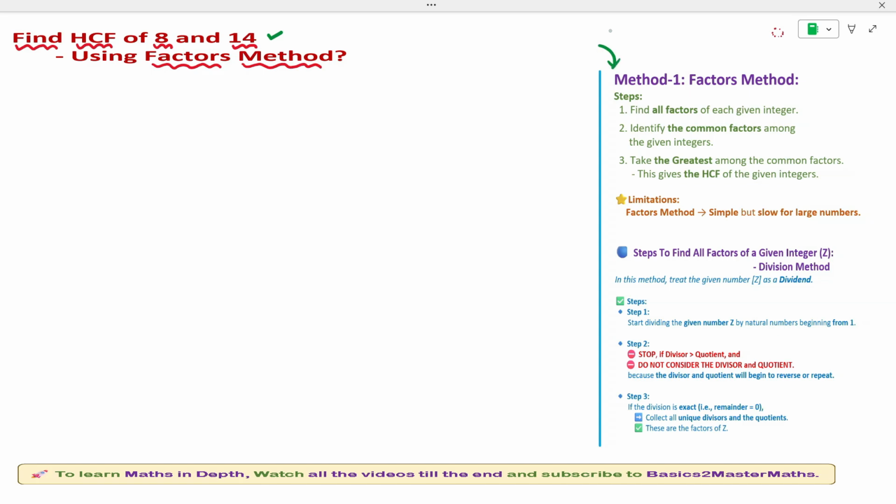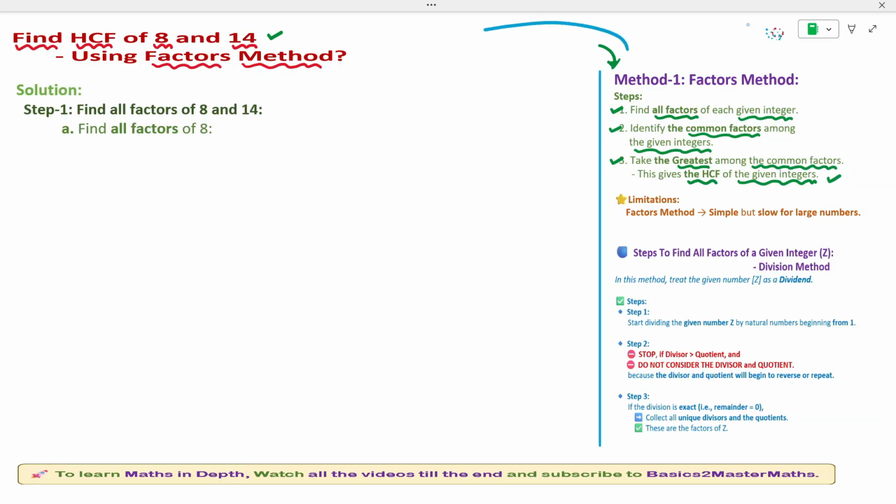Before solving the problem, let us go through the steps. Step 1. Find all factors of each given integer. Step 2. Identify the common factors among the given integers. Step 3. Take the greatest among the common factors. This gives the HCF of the given integers. Got it?